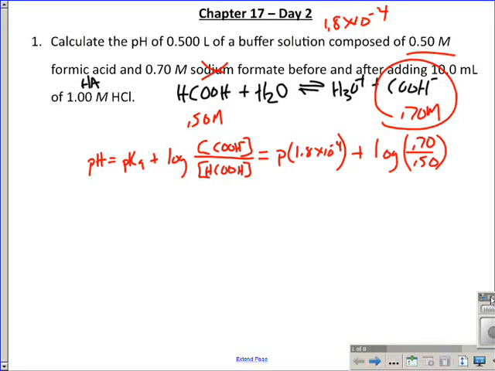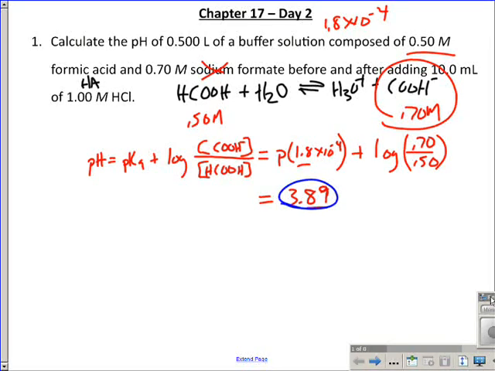And when I plug my numbers in the calculator and calculate, I get 3.89. 2 sig figs here, 2 decimal places as a p-value. So final answer is 3.89 is my pH. So that's my buffer system as it exists at the beginning.